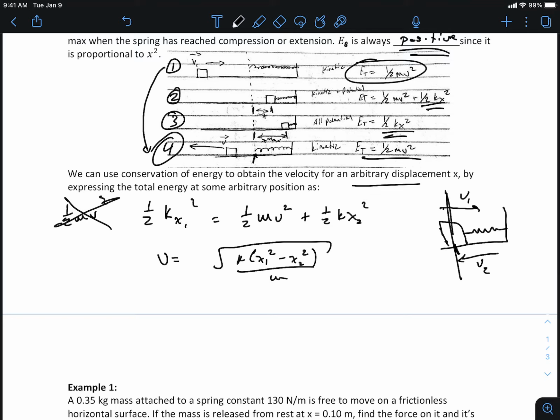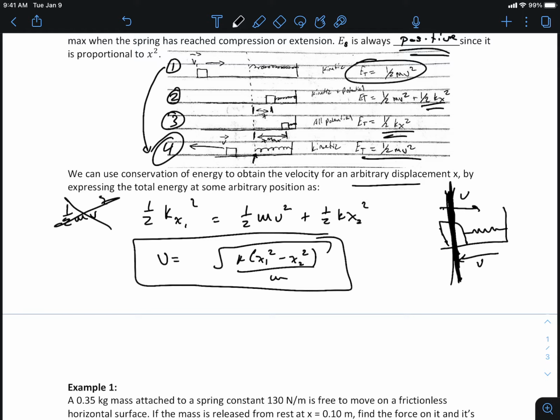It's at this point that the box is going to have the same magnitude of velocity, just the opposite direction. So this equation here has to represent both of those instances in time. Well, how do we do that? We know how that's done.